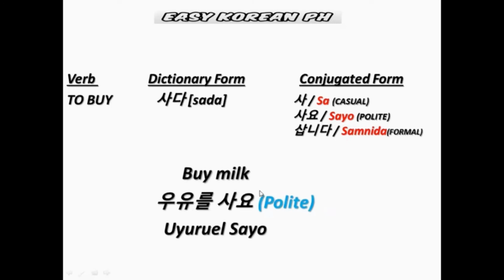Okay, example here, buy milk. So, as I said, the verb comes at the last part. So this one is buy milk. First, we have here the object, which is the milk, uyu. And then we have the polite form of buy, which is sayo. So we have uyu를 sayo. So once again, sada, dictionary form, to buy. Conjugated casually, sa. Polite form, sayo. Formal form, samnida.